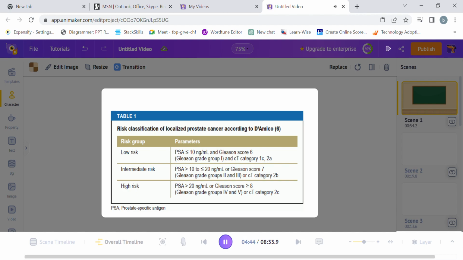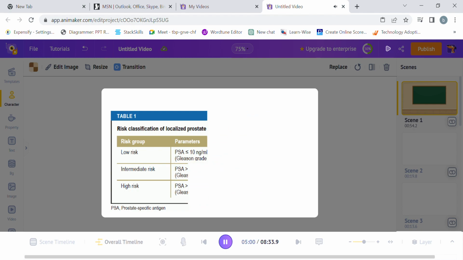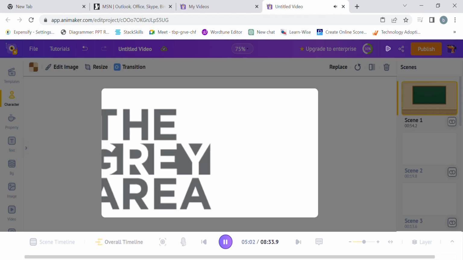The low-risk group has a PSA less than 10, Gleason 6, and less than stage T2A. Intermediate risk is defined as a PSA between 10 and 20, Gleason 7, and stage 2B. The high-risk group has a PSA greater than 20, Gleason 8 or higher, and at least stage T2C.